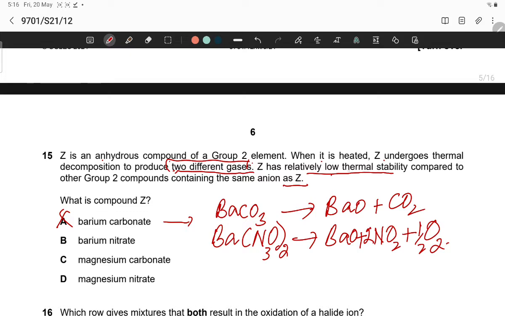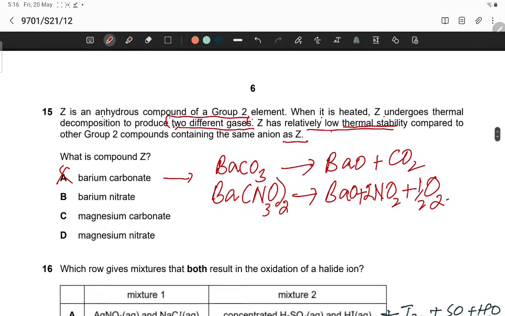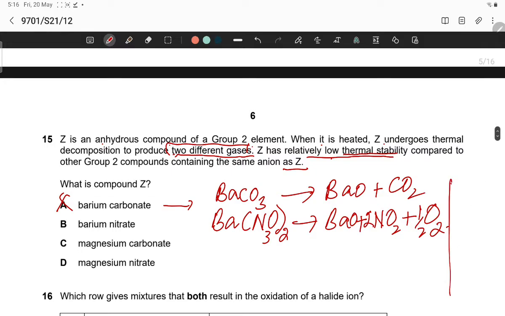Z has relatively low thermal stability. In group 2 compounds, stability increases going down the group. So Z has relatively low thermal stability compared to, in order, beryllium, magnesium, calcium, strontium, barium. So Z has a relatively low thermal stability compared to other group 2 compounds containing the same anion as Z. So it gives two gases, but magnesium carbonate is also incorrect.